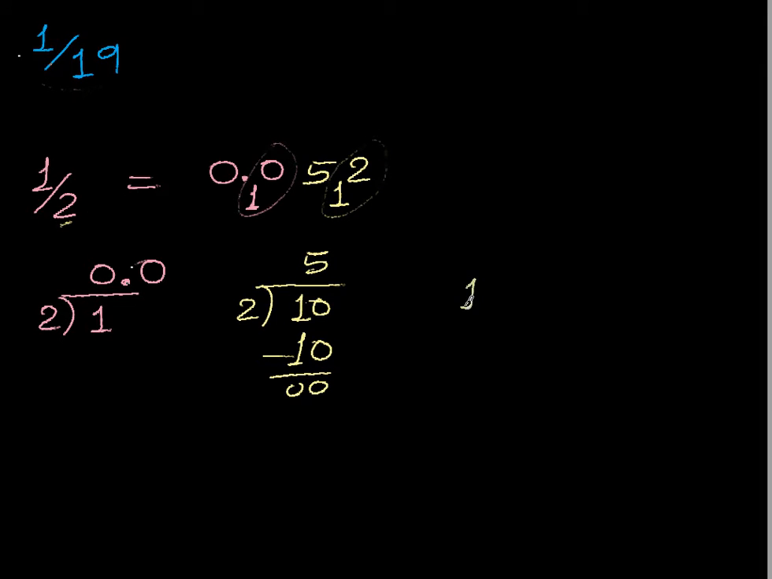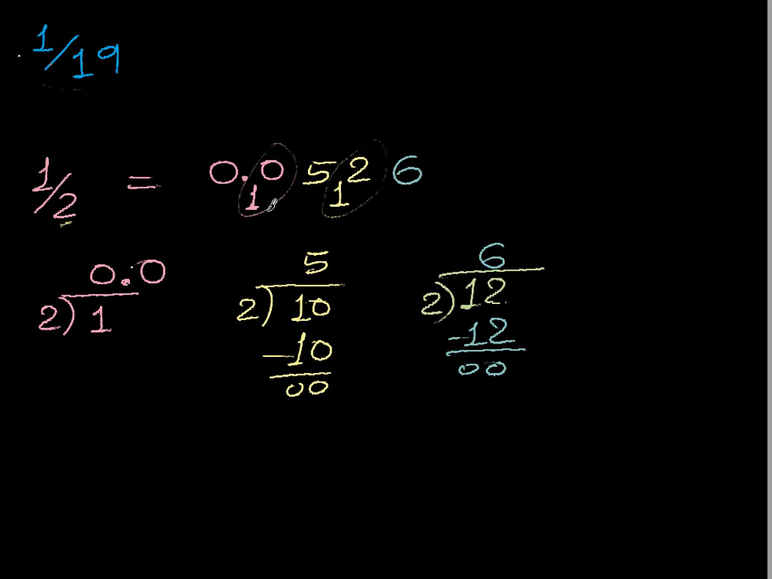Take this as 12 and divide it by 2. So my quotient would be 6 and here no remainder, right? So just put it as the very next quotient digit, 6, and no remainder.